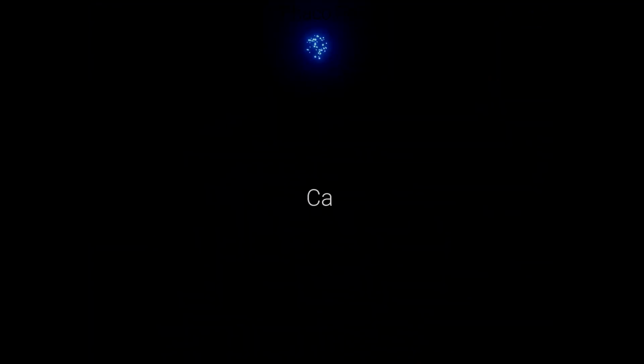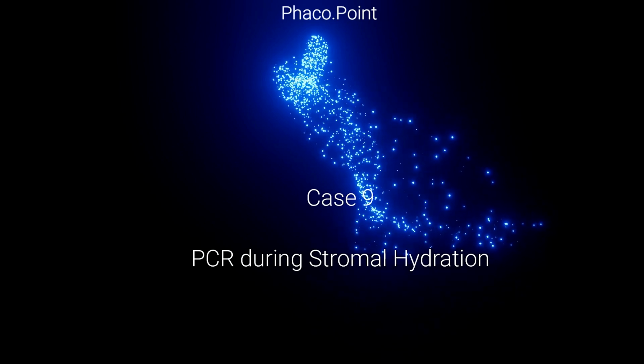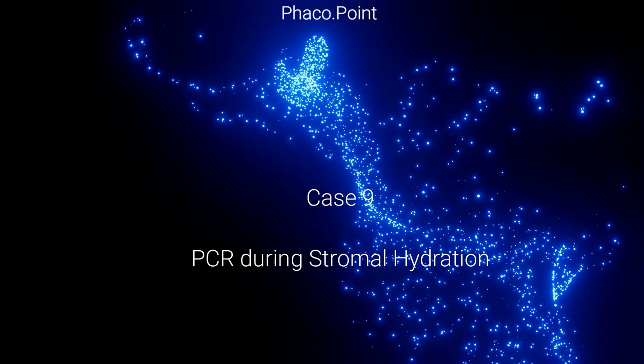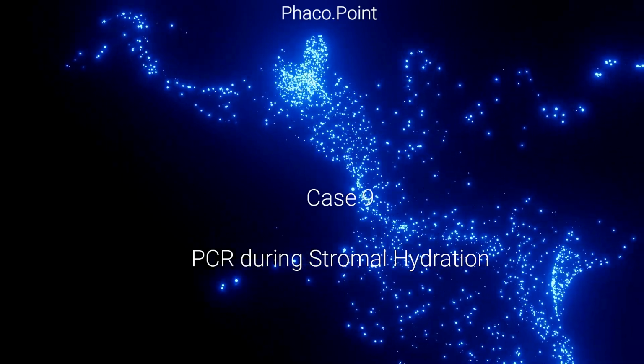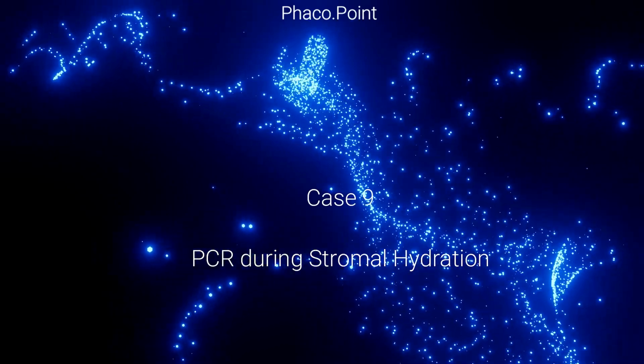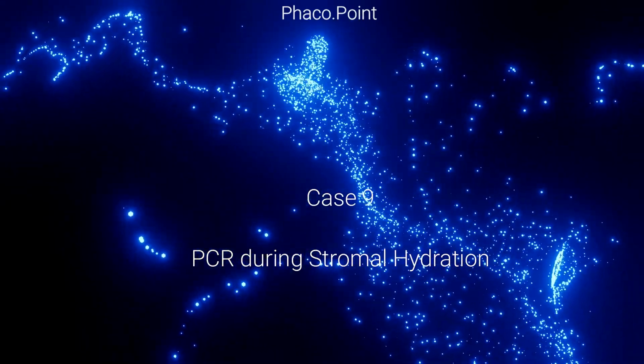Moving to the last case in this series, it truly isn't over till it's over. Do remember that even performing a stromal hydration can result in the opening up of the posterior capsule in a posterior polar cataract should it be done with excessive force. So moving to this case, this is exactly what happened.